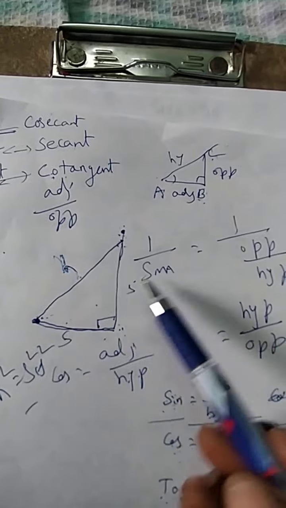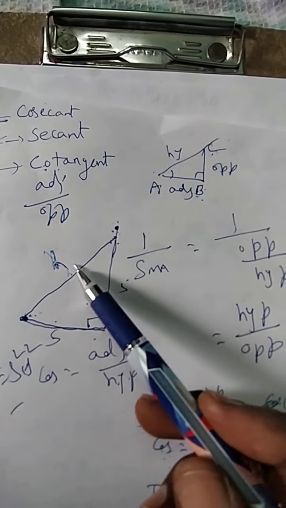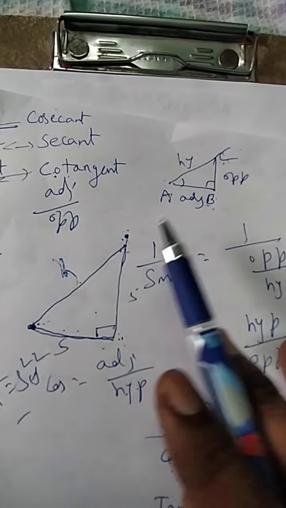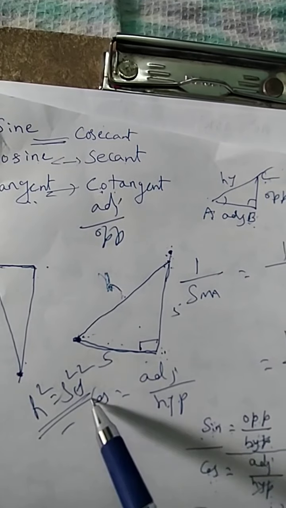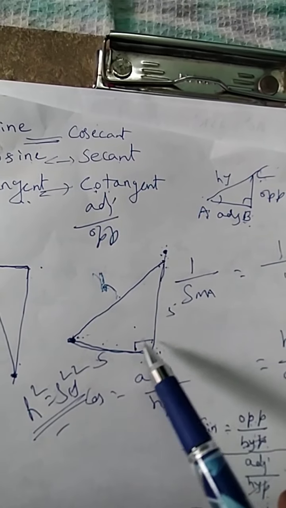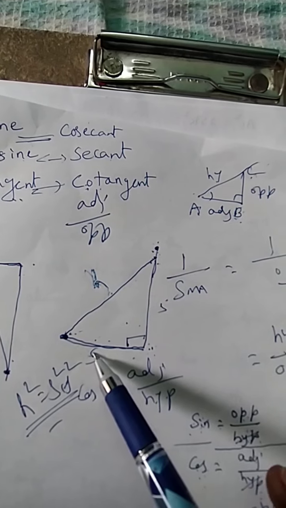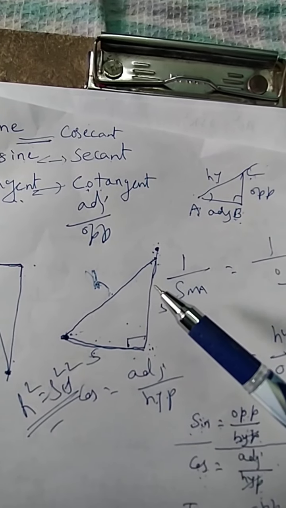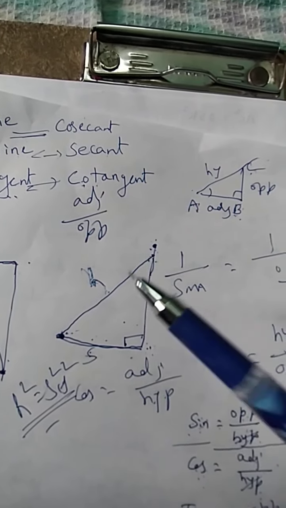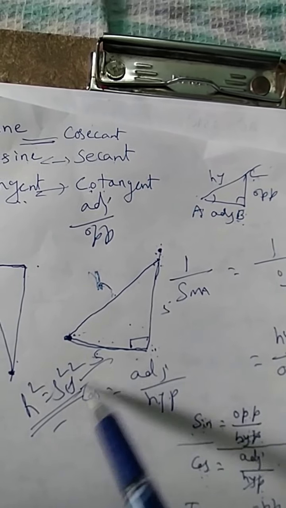If any two sides' measures are known in this right angle triangle, then automatically you can find the third measure by applying this formula. Clear? Any two sides known in this right angle triangle, we can find the third side. To find the third side, we can use this formula: hypotenuse square is equal to side square plus side square.